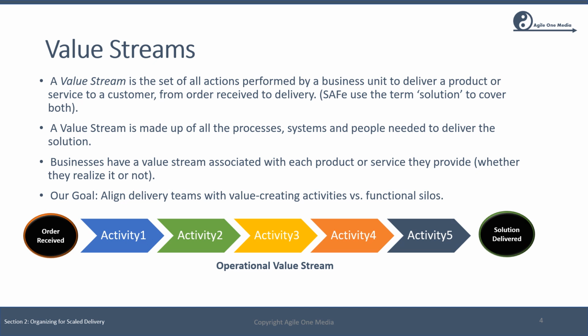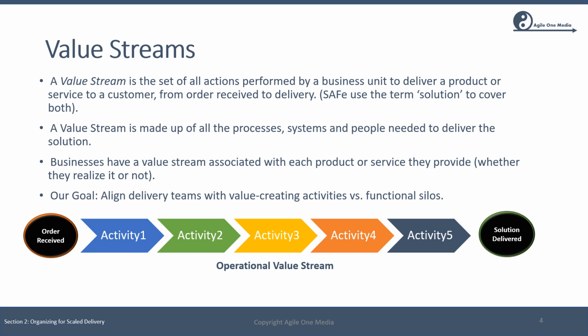Now let's talk about value streams. Understanding the value stream used to deliver a product to a customer is a key step in coming up with an organizational design to support that value stream. A value stream can be defined as the set of all actions required to bring a product or service from order received to delivery to a customer. These include actions to process information from the customer and actions to provide the product or service for the customer. A value stream is made up of all the processes, systems, and people needed to deliver the full solution.